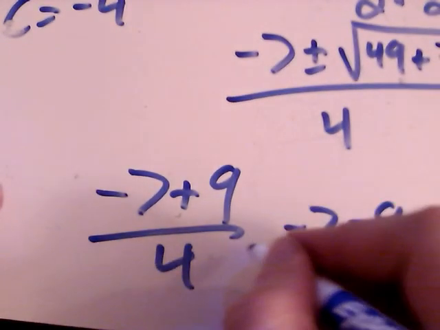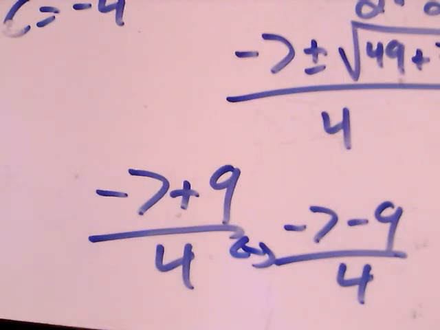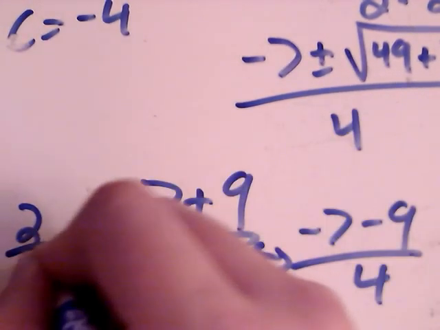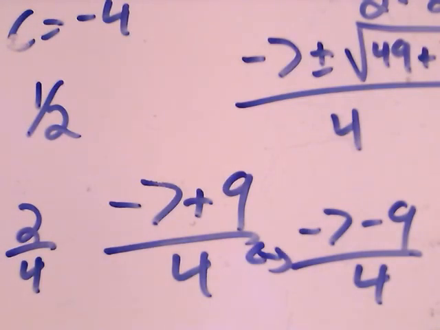So we have our two problems with a plus and a minus. So I looked at negative 7 plus 9 will give me a 2 over 4. So that means one of my answers is a half. Nothing wrong with getting a half.